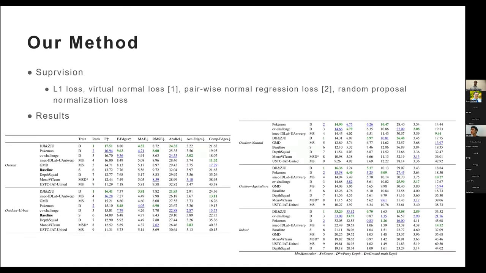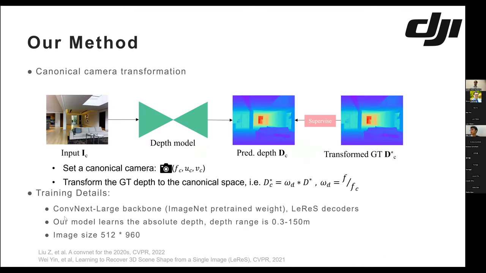So how to solve it? Actually, it's very easy in our training. We propose a canonical space transformation. We try to transform all different kinds of metric depth data into the same space. The idea is to tell the model that the current training data are captured by the same camera. So we just want to do this.